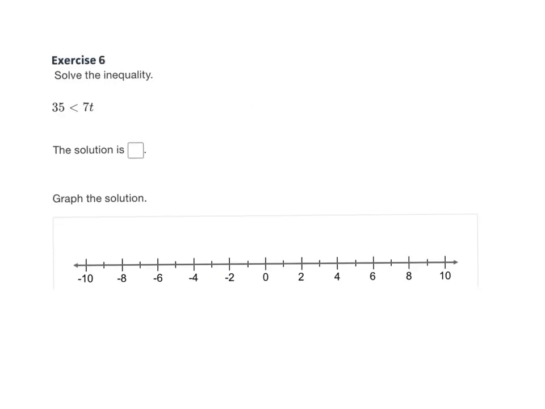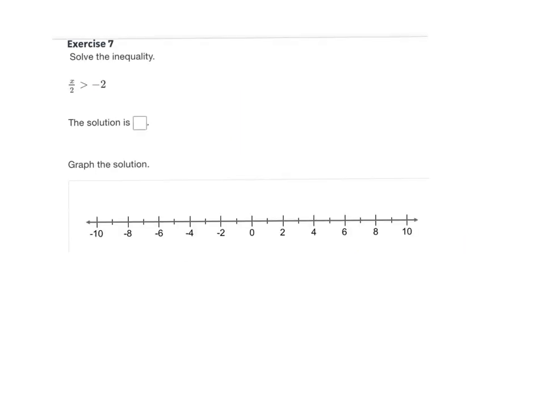Number 6, I need to isolate t, so I'm going to do the inverse of multiplying by 7, which is dividing both sides by 7. I'm going to get 5 is less than t. I'm going to flip the inequality. That's going to be t is greater than 5. It's going to be an open circle at 5. My inequality is telling me the direction. It's going to go over to the right.